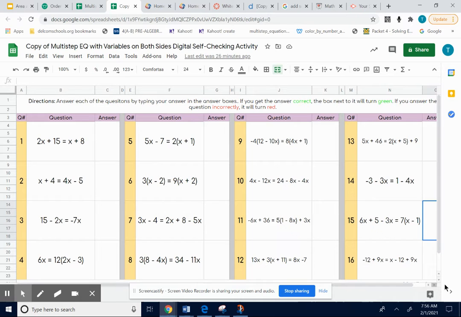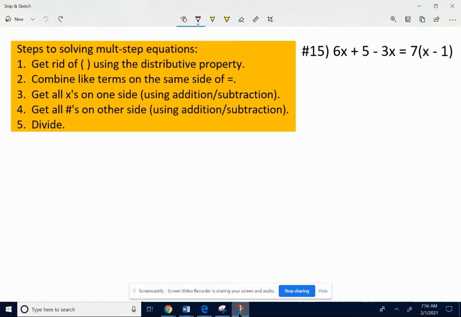Let's do problem 15. Then I'll show you how it works when you type in the answer. Number 15: 6x plus 5 minus 3x equals 7 times x minus 1. It's been a while since we've done these, but we're solving multi-step equations.